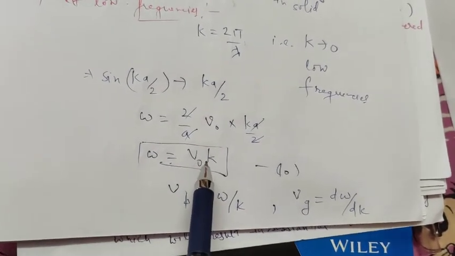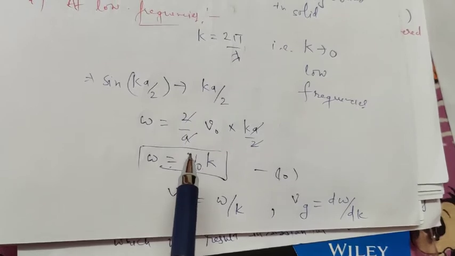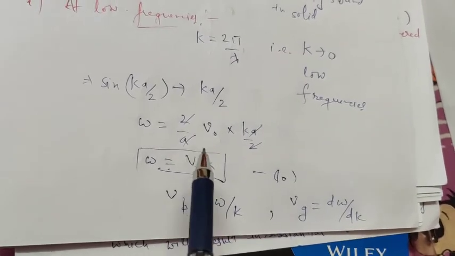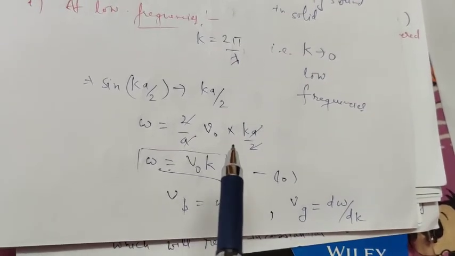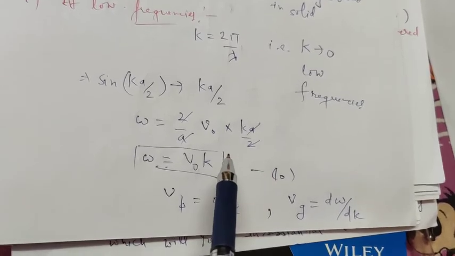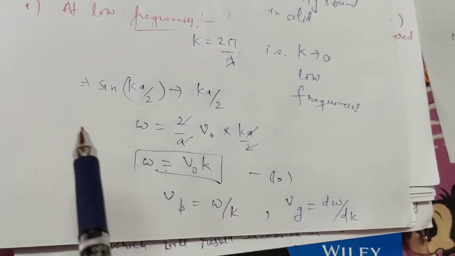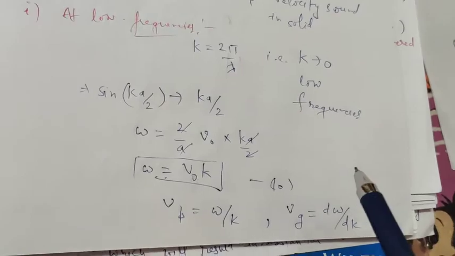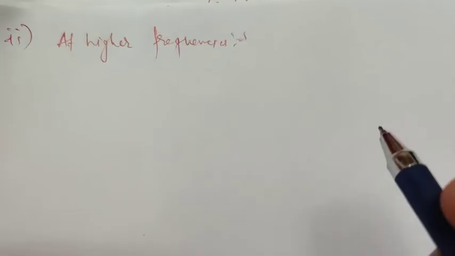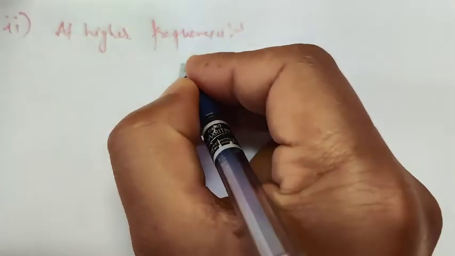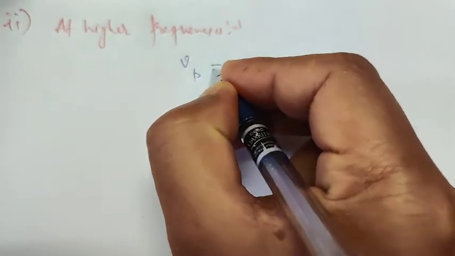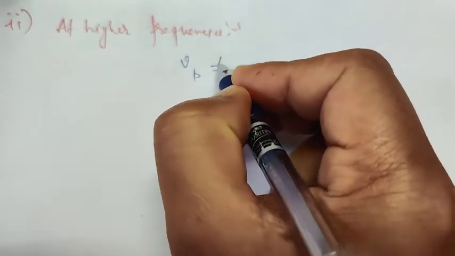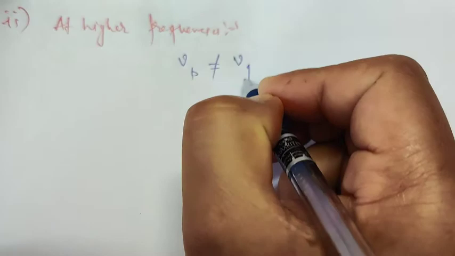Thus for long wavelength the atomic nature of the medium has little importance. Thus the medium behaves as a homogeneous elastic medium for long wavelengths. So for long wavelengths your wave is kind of a homogeneous system. At higher frequencies your phase velocity is not the same as your group velocity.